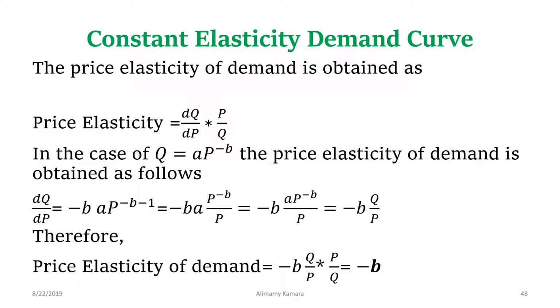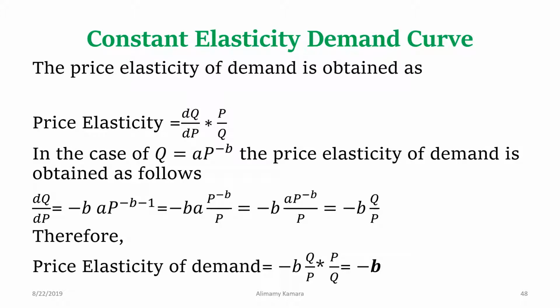What is the price elasticity of demand here? All we need to do is to find the dQ/dP here. If we differentiate this with respect to P, we're going to have what? Take the minus B here, and then A, P to the minus B, and then we always subtract 1 from our minus B, right? So let us simplify this. This one is going to be minus B, A. Then remember, P to the minus B minus 1 is the same thing as P to the minus B over P, right? So that this becomes minus B, A P to the minus B over P, right? What is A P to the minus B? A P to the minus B is just Q, right? So minus B, Q over P.